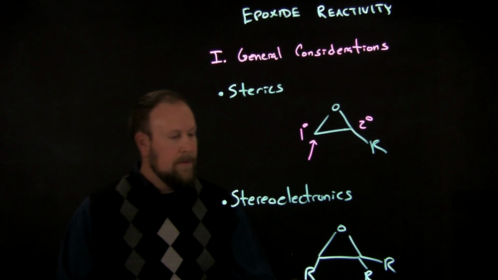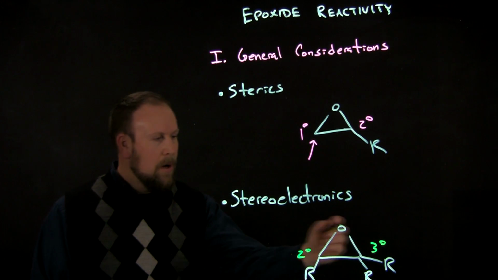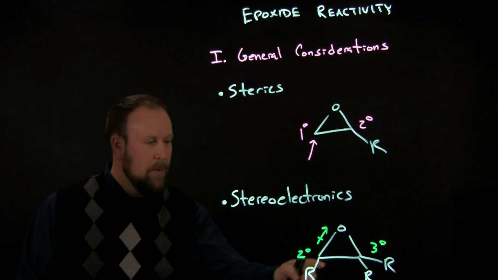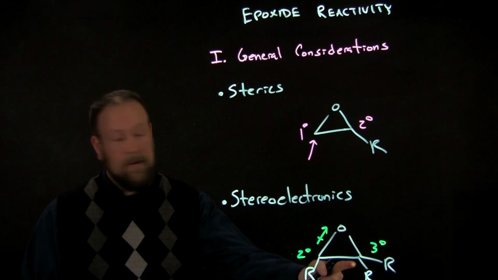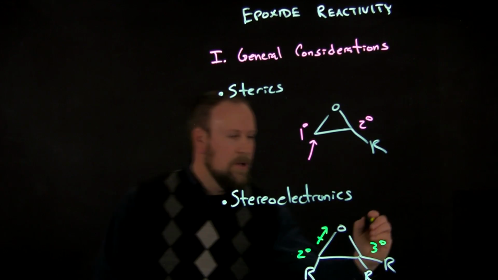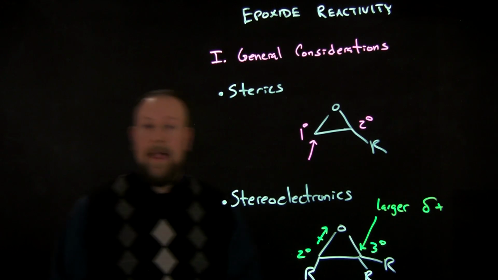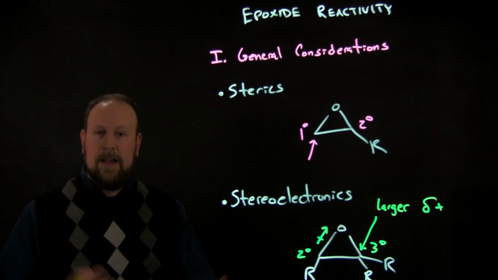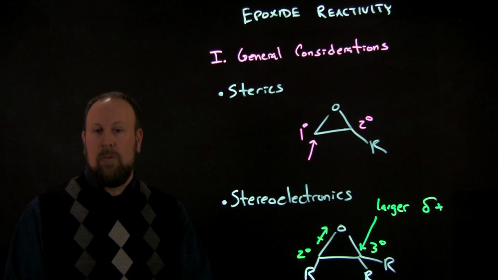Now, in this case, I have a secondary position and a tertiary position. All of these carbon-oxygen bonds are going to have some kind of polarity to them. They're polar covalent bonds, so we're going to have a partial positive charge that's developing on these carbons. Now, a tertiary center has more alkyl groups that can help stabilize that partial positive charge. So what we end up with is a larger delta positive at those tertiary centers. And that is also going to play a role in deciding which side of this epoxide we're going to be able to attack.